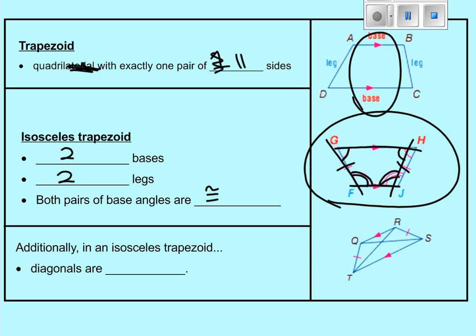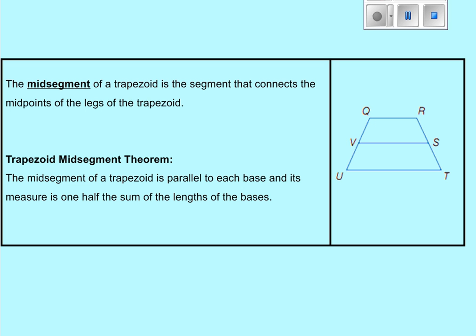Additionally, in an isosceles trapezoid, diagonals are going to be congruent, just congruent, not perpendicular, not bisecting, not anything like that. The diagonals are just congruent to each other. They are not going to be bisecting. That's why I can't really say this is going to be just like a parallelogram.